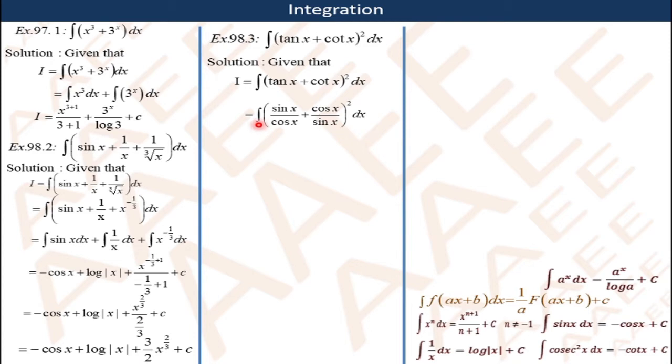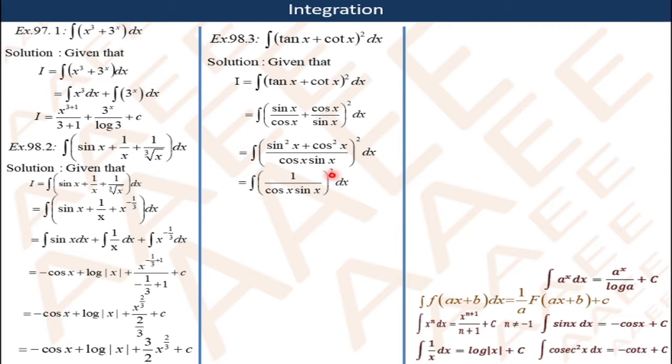And hence the integral will be the integration of (sin x upon cos x + cos x upon sin x) squared dx. Let us add these two fractions. We take the LCM, sin x into cos x, and you get the integration of (sin square x + cos square x upon cos x into sin x) squared. But sin square x + cos square x is equal to 1, and hence it will be 1 upon (cos x into sin x) squared.